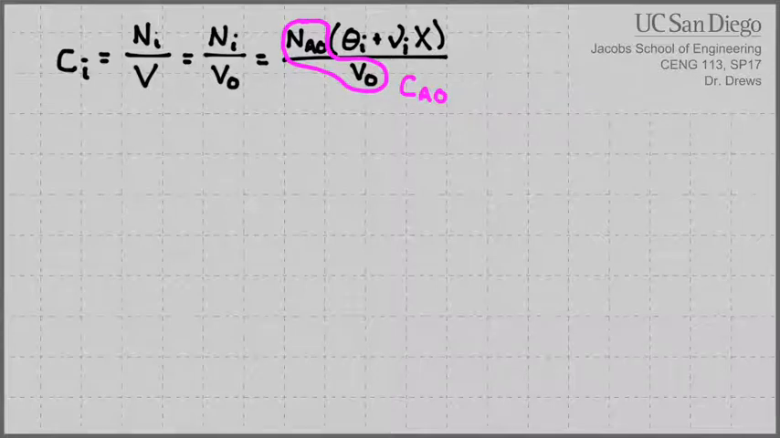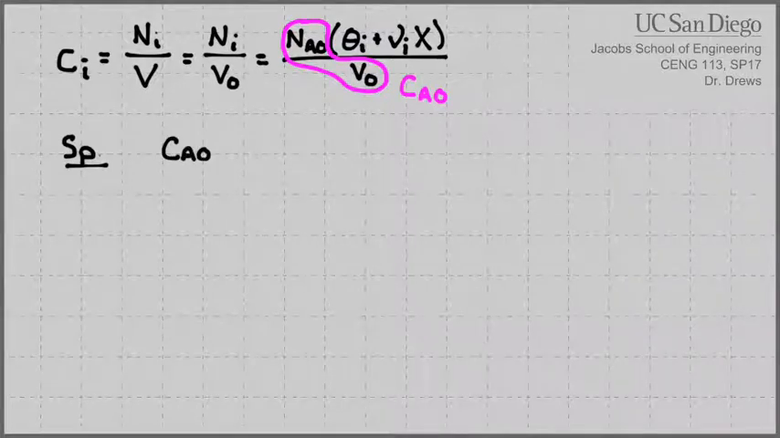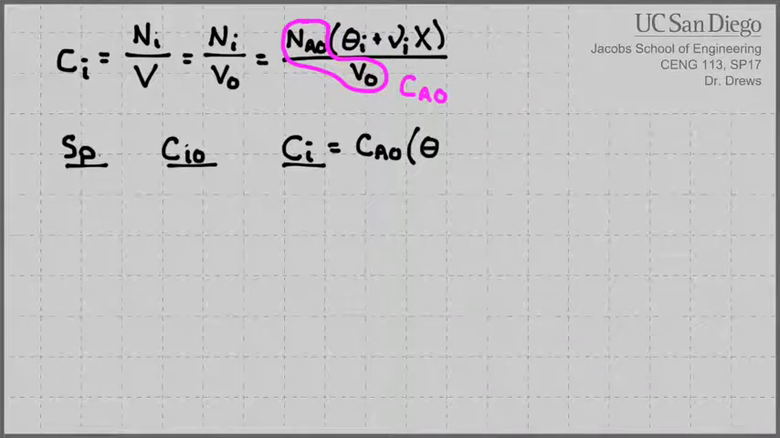So another version of the stoichiometric table can be written entirely in terms of C. You'd have a species column, the concentration you started with, C sub I0, and then the concentration afterwards, which is always going to be equal to C sub A0 times theta I plus nu sub I times x.